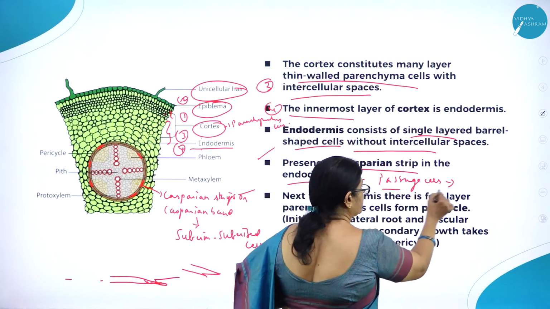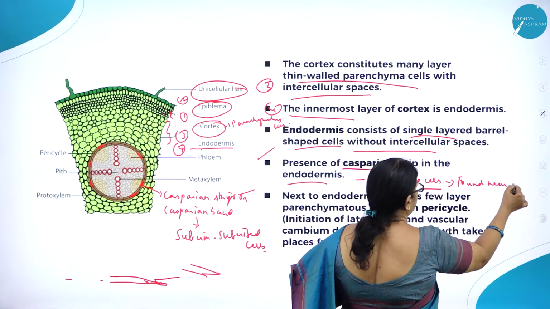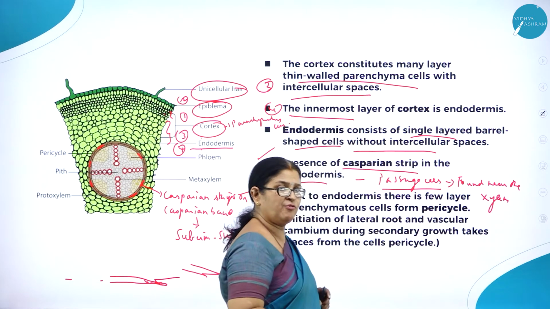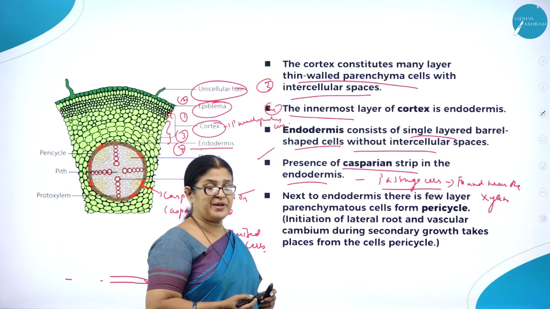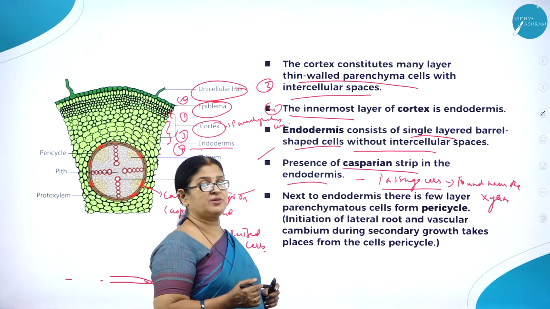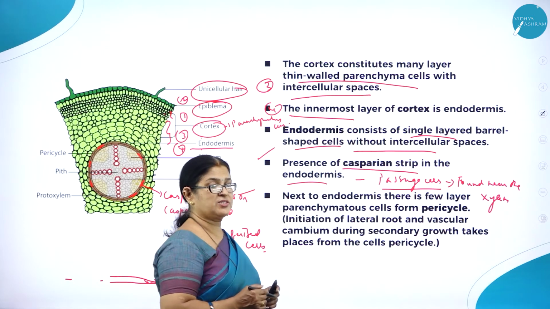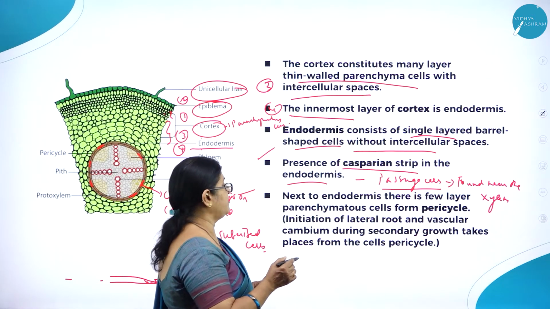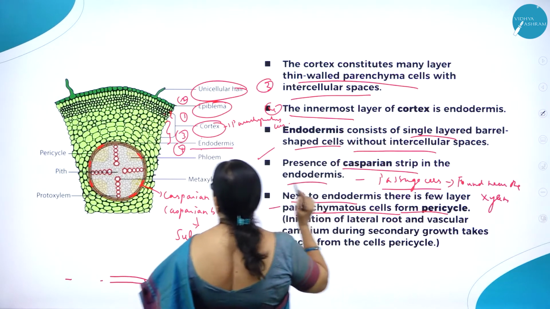Passage cells are always found near the xylem to facilitate the movement of water. So what are Casparian strips? They are made up of suberin, and you don't come across the Casparian bands wherever you come across xylem. Those are passage cells, which facilitate the movement of water. Next to endodermis, there are a few layers of parenchymatous cells called pericycle.